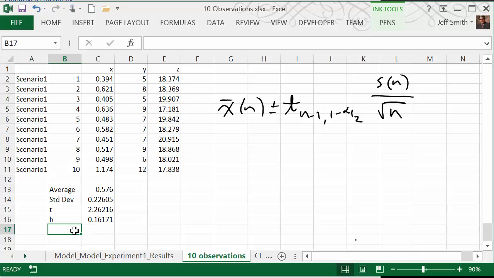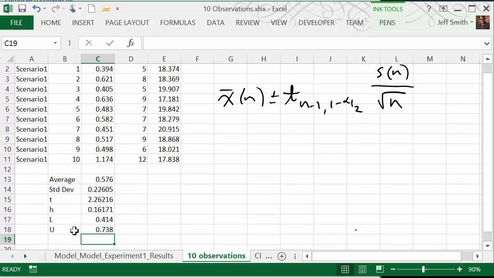And we can now compute our confidence interval, the lower and the upper, by simply saying the lower value is the sample mean minus the half-width, and the upper value is the sample mean plus the half-width. And so our confidence interval is from 0.414 to 0.738. And what this tells us is that we are 95% confident that the true mean falls within these two values.